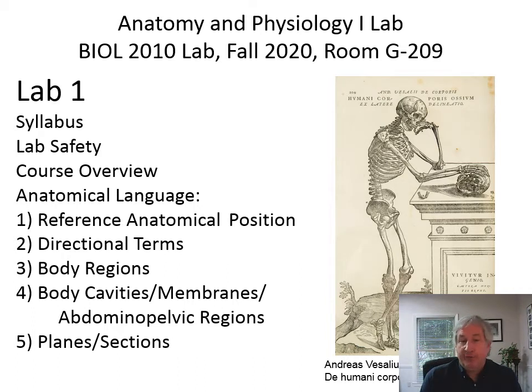We're going to do a course overview in the next few slides. And then we're going to talk about anatomical language. This is the first lab, so we're going to talk about just introducing anatomy and physiology. So this will be the reference anatomical position, what that is. We're going to talk about directional terms, body regions, body cavities, and the membranes that are in those cavities and regions. And we're going to talk about abdominal pelvic regions because those are useful for clinical evaluation. And we're going to talk about planes and sections. Okay, next slide.